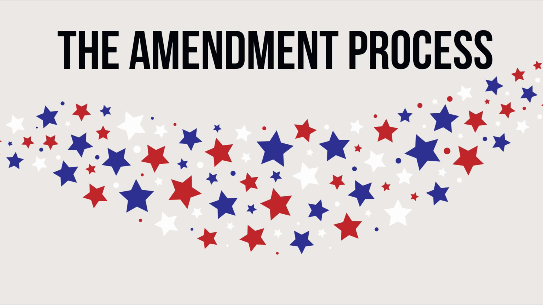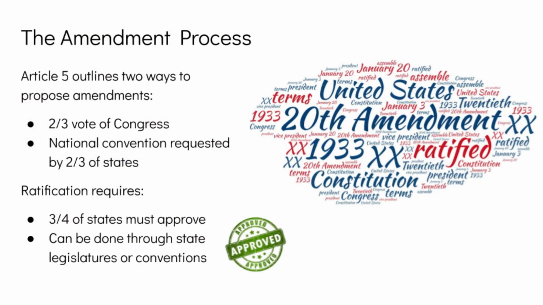The process to amend the U.S. Constitution begins with a proposal, which can be initiated in two ways: either by a two-thirds majority vote in both houses of Congress, or the House of Representatives and the Senate, or by a national convention called by two-thirds of state legislatures. Once a proposed amendment is put forward, it must then be ratified or approved by three-fourths of the state legislatures or by the conventions in three-fourths of the states.